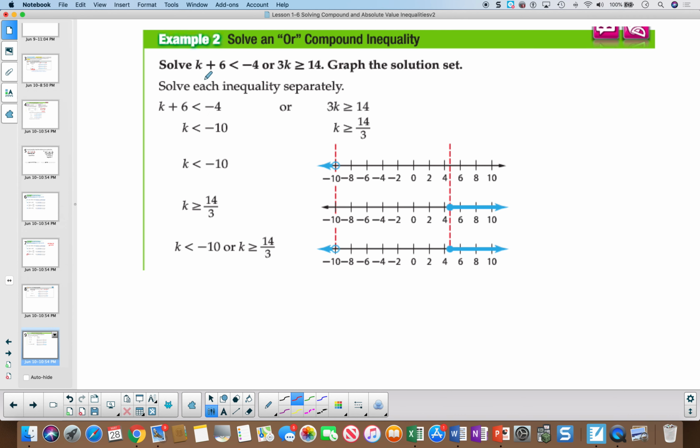Let's take a look at this or statement. What we want to do is solve for this part right here, and then solve this one. And once we solve them, we are going to graph both of them, and both those graphs will be the answer to the solution. So all the solutions will be this one or that one, meaning you're pulling them both together.